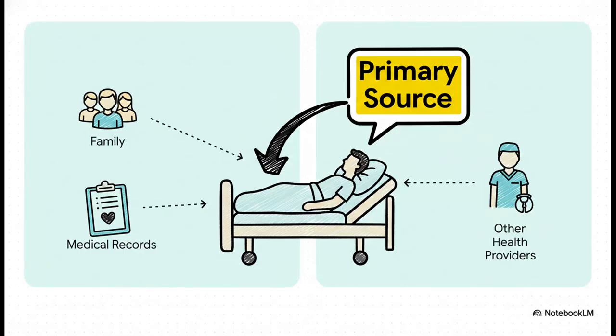So where does all this evidence come from? Well, your primary source, your number one go-to, is always the patient. They are the absolute best source of information about their own body. But what happens when a patient is confused or unconscious, or maybe they're a child? That's when your secondary sources, family, medical records, other providers, become absolutely essential to piece together the full story.